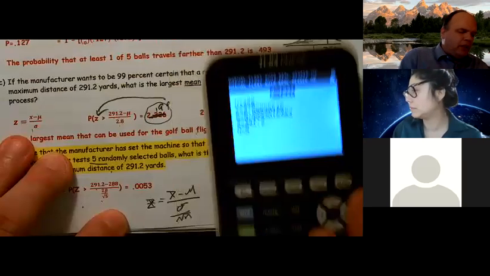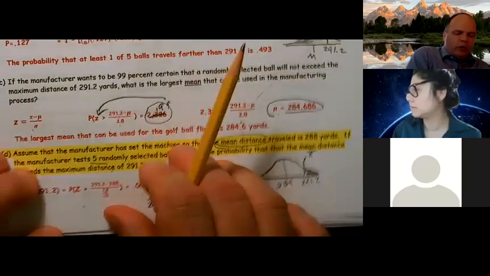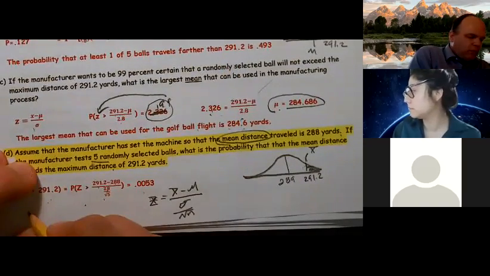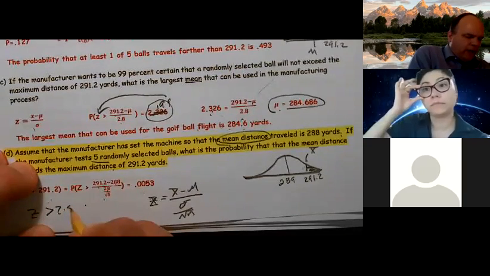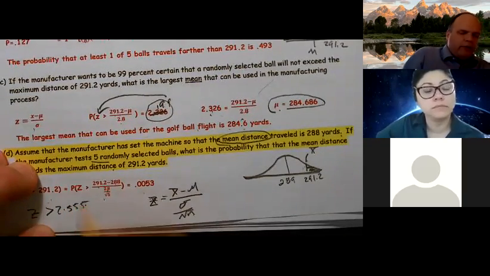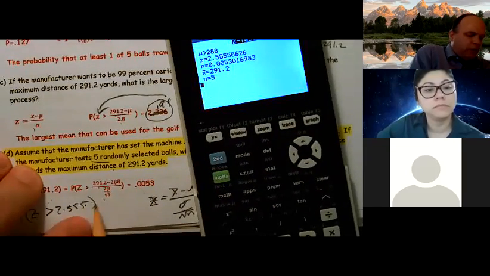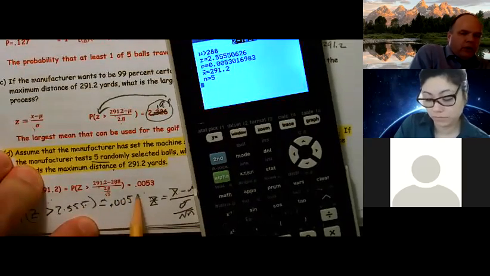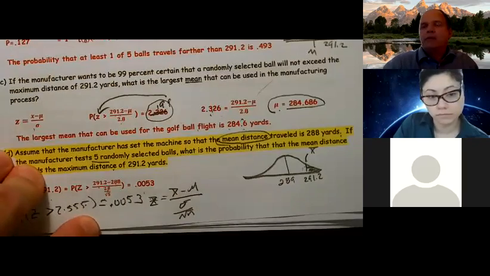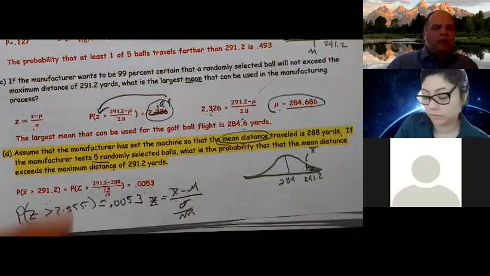And that probability is 0.0053. So I end up with a z-score of 2.555. So the probability that that z-score is greater than 2.55 equals 0.0053. Okay, like I said, I should have written the formula.